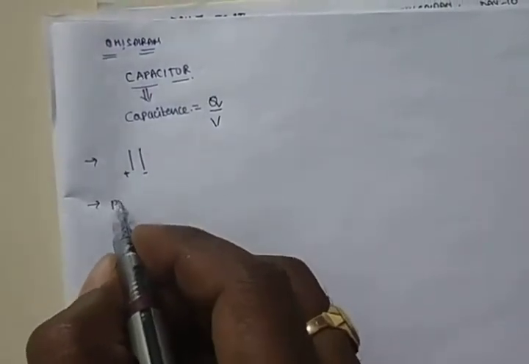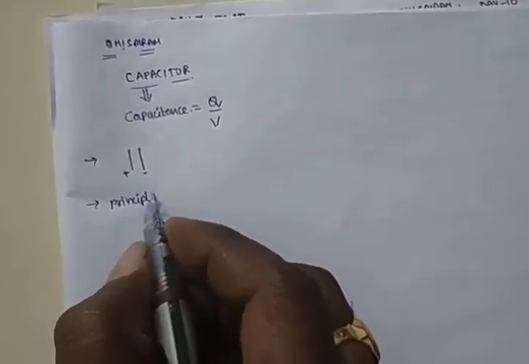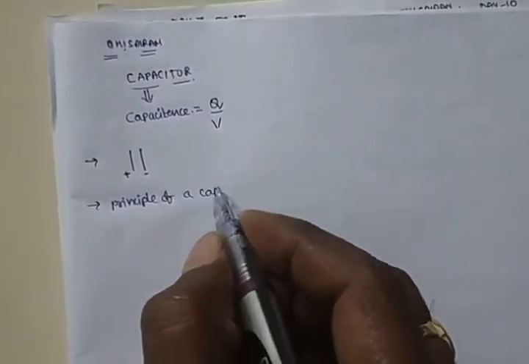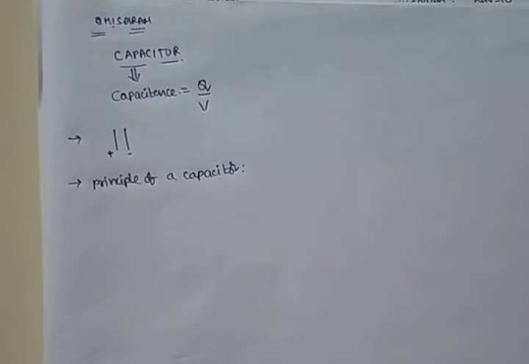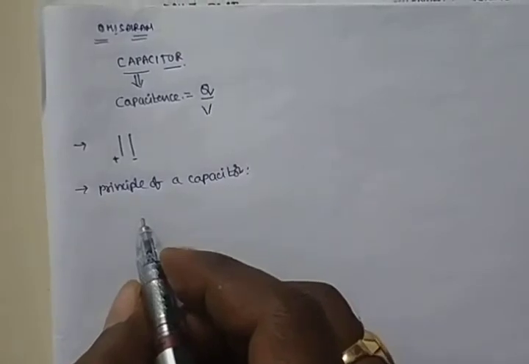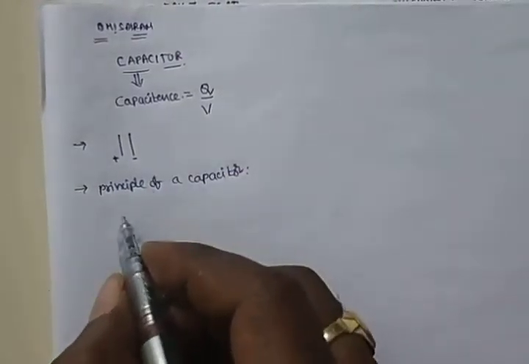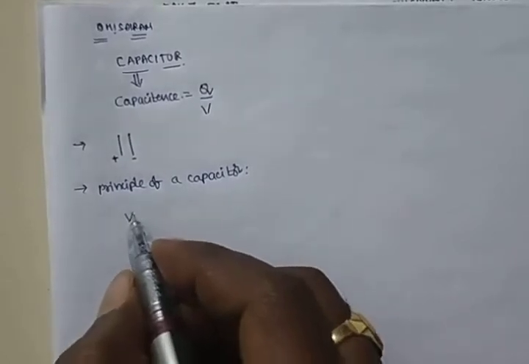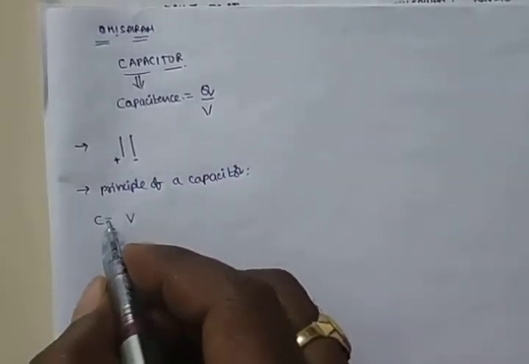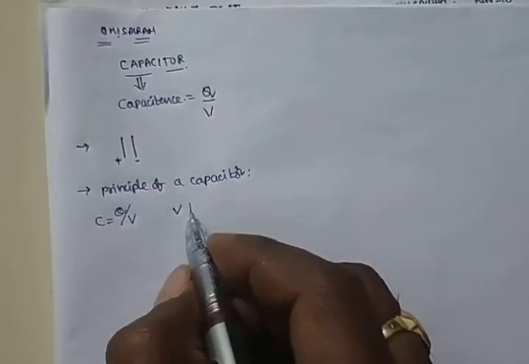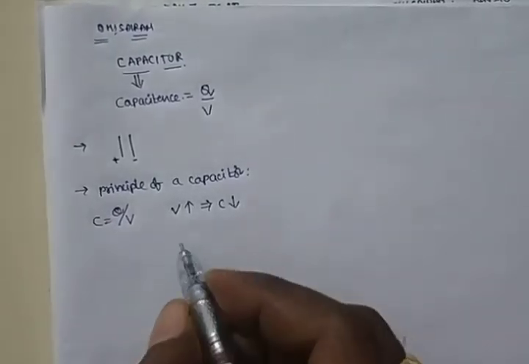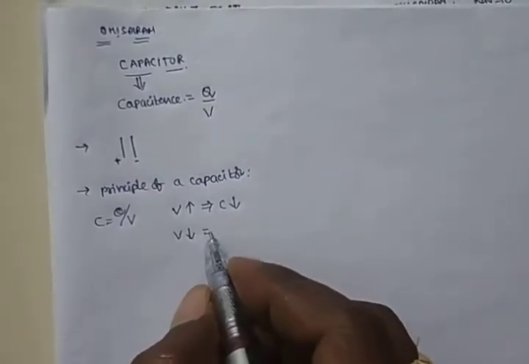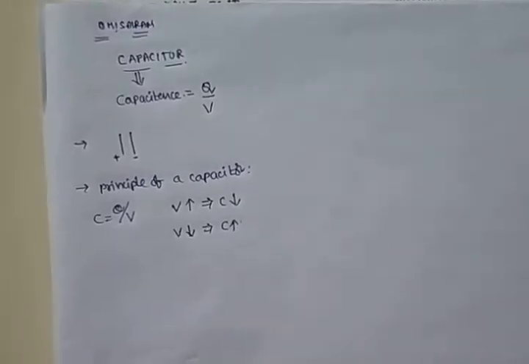So what is the principle of a capacitor? The principle of a capacitor is to increase its capacitance. To increase the capacitance of a capacitor, what should be done? From the definition C equals Q by V, as V increases the capacitance decreases, and as V decreases the capacitance increases.